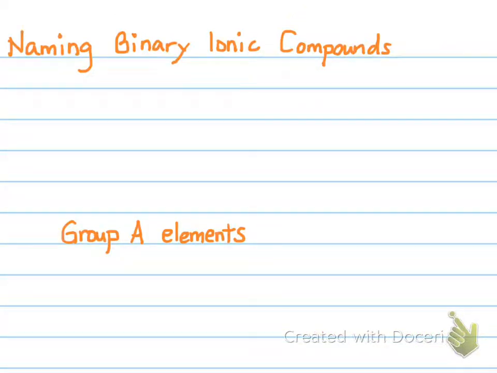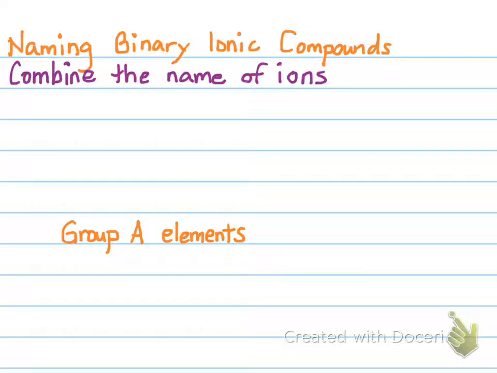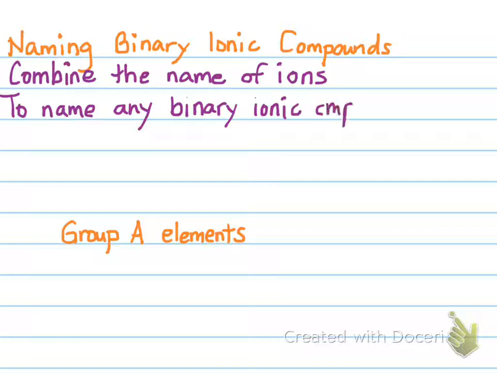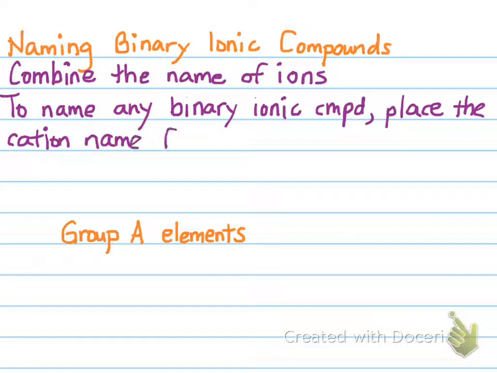How do we name binary ionic compounds then? It's really fairly straightforward in that we are going to combine the name of the ions. So to name any binary ionic compound, place the cation name first, followed by the anion name.